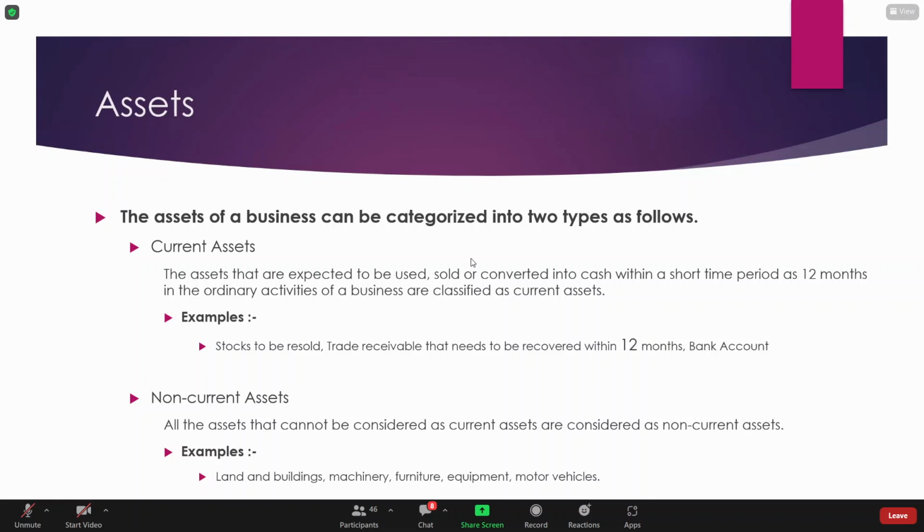The non-current asset, all the assets that cannot be considered as current assets are considered as non-current assets. Current asset නොවන සියලු asset non-current assets. කෙටි කාලීන වත්කම් දිගු කාලීන වත්කම් කියලා තමයි ඉස්සර කාලේ නම් ඔයාට කිව්වේ.